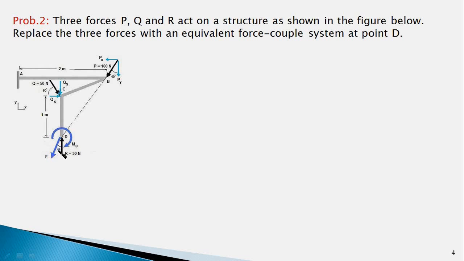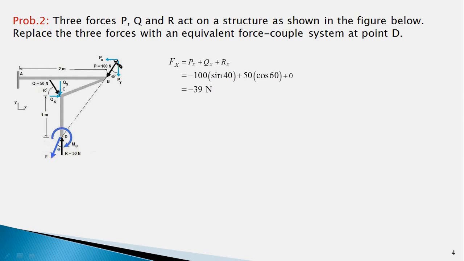In order to find force F, we have to think as if all the three forces are concurrent at point D, and therefore the x component of F would be the sum of the x components of all the three forces, and the y component of F would be equal to the sum of the y components of all the three forces. So we write the equation: x component of F equals the sum of the x components of all the three forces P, Q, and R.